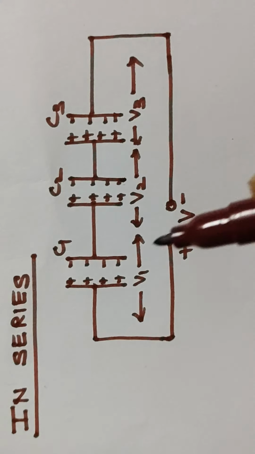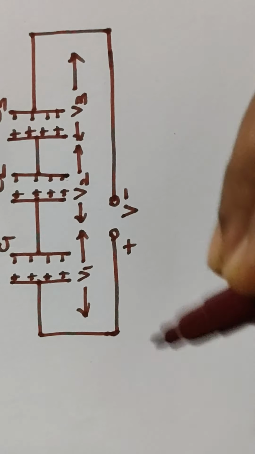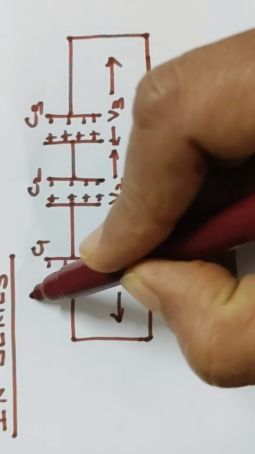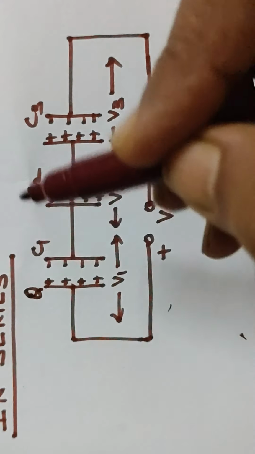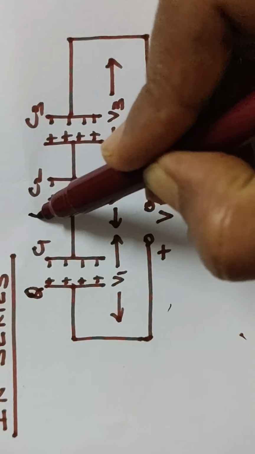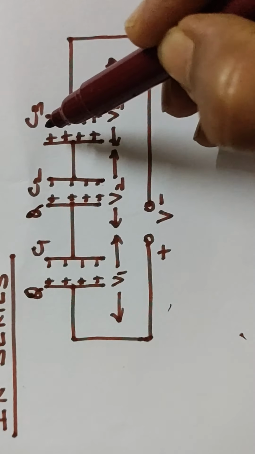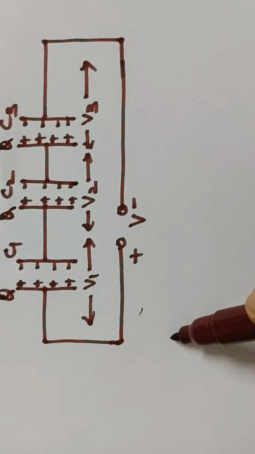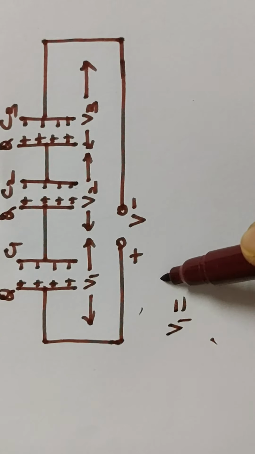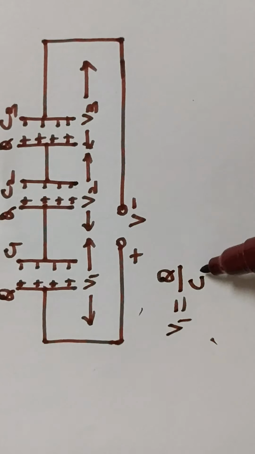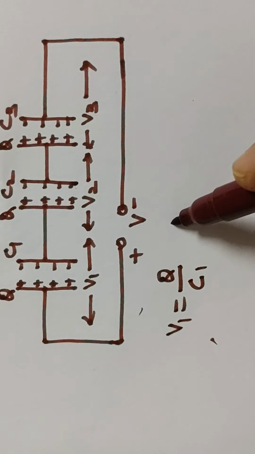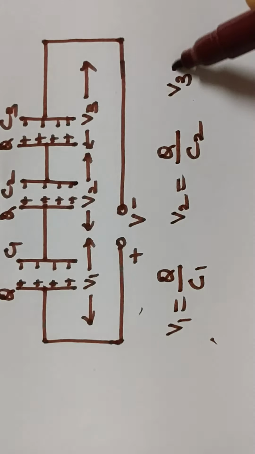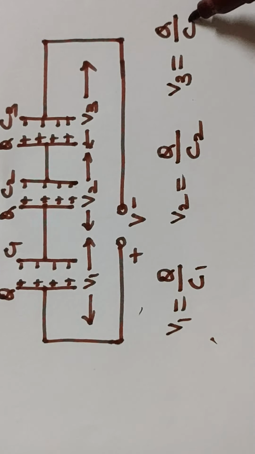So potential divides. V1 is the potential across C1, and Q is the charge; charge remains same in series. So charge Q will be on C1, Q on C2 and Q on C3. So we can write here V1 equal to Q upon C1. Okay, C equal to Q upon V. Similarly, V2 equal to Q upon C2 and V3 equal to Q upon C3.